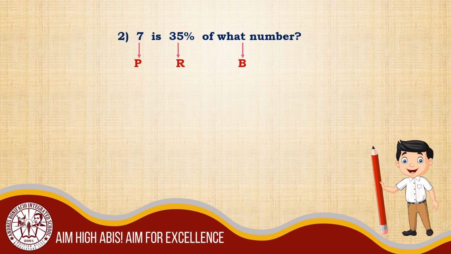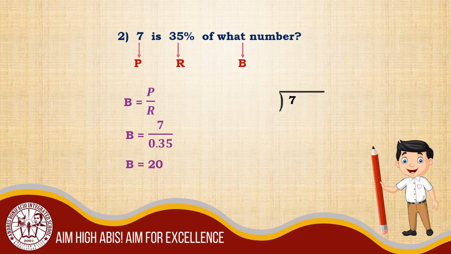7 is the percentage. 35% is the rate. At ang nawawala ay ang base. Applying the formula, base is equal to percentage divided by rate. Then substitute. Base is equal to 7 divided by 35 hundredths. Base is equal to 20. Divide.